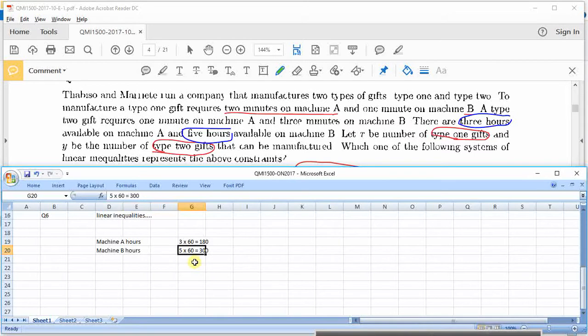Now they say two types of gifts, type 1 and type 2. Type 1 is X. Type 2, is it an R? It might be an X. It's so bad. I think it's an X, because the answer uses an X, doesn't it? And Y. Yes, okay.